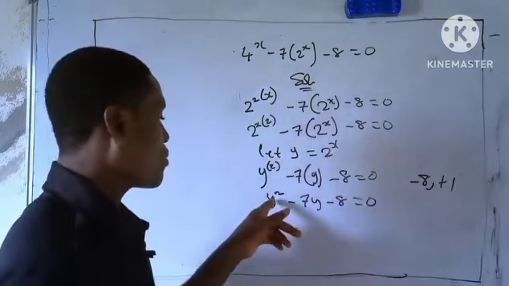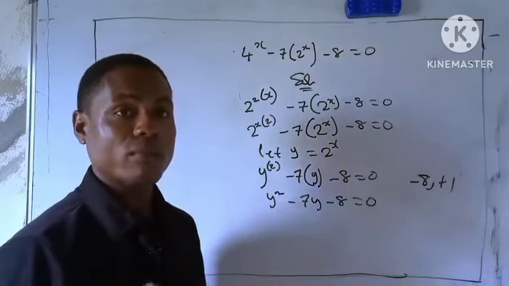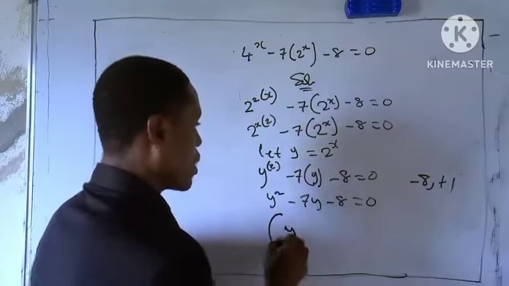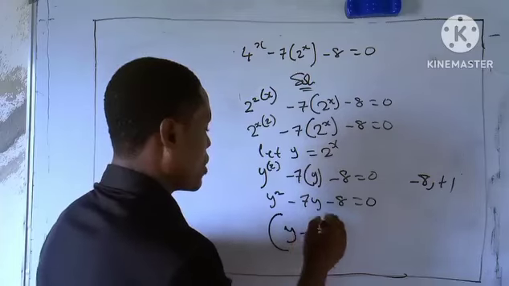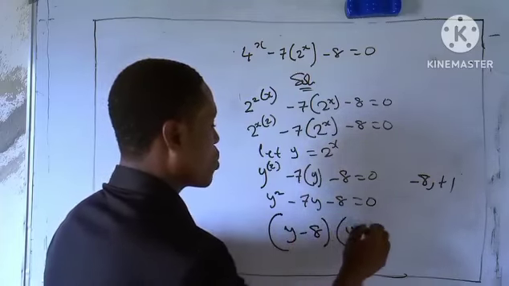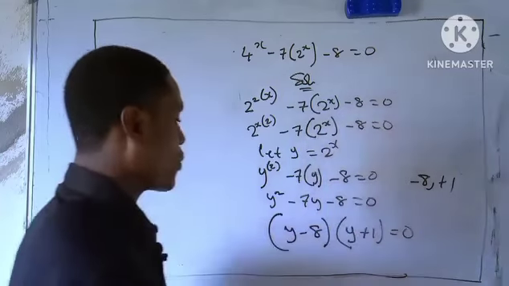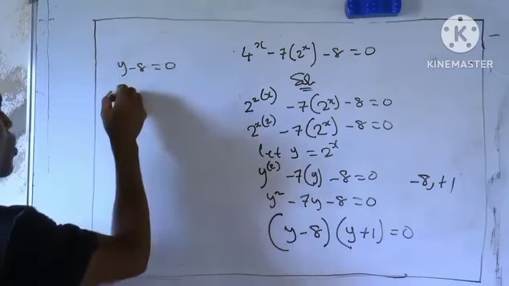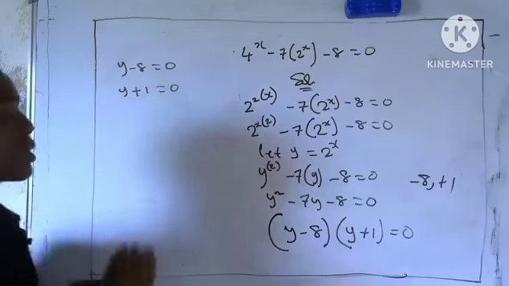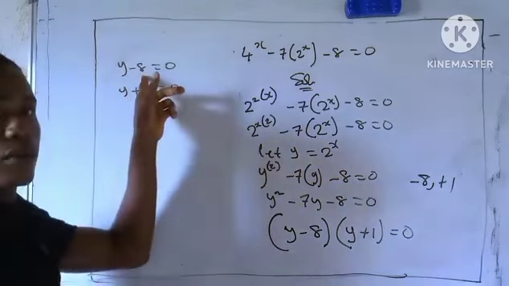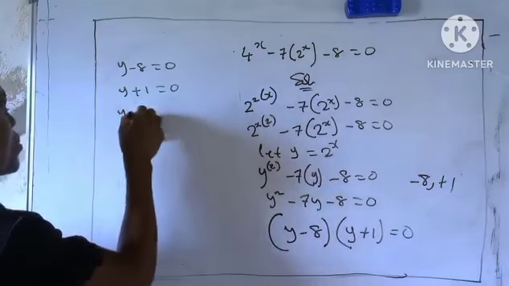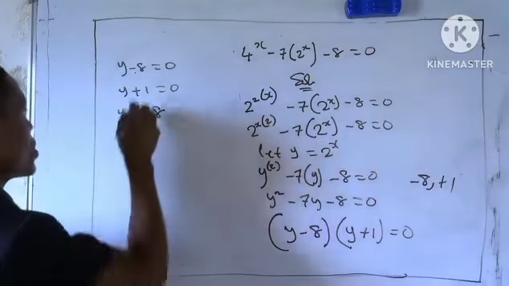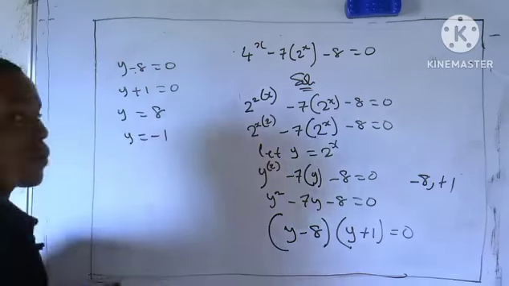Here we have y square, right? Meaning y times y is y square, right? So you draw your bracket open, you put y, you put the first digit minus 8, you put the second bracket y plus 1, everything equal to 0. So meaning y minus 8 equal to 0, or y plus 1 equal to 0. So if you solve for the first one, it will give us y equal to 8 if you move the negative 8 to your right side. Then the second one is y equal to negative 1.